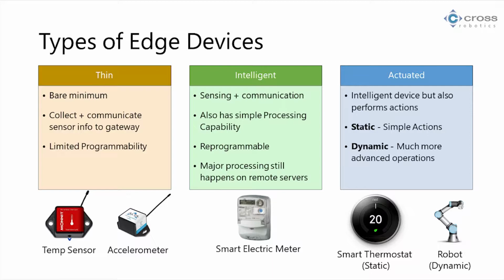What's an example of a dynamic actuated edge device? Yeah, it's a robot, right? So a robot is a collection of sensors and actuators and servos, and they all feed back to each other, but it's really like a higher level system of sensors and actuators, right? So a robot on your IoT infrastructure would be classified as an edge device.